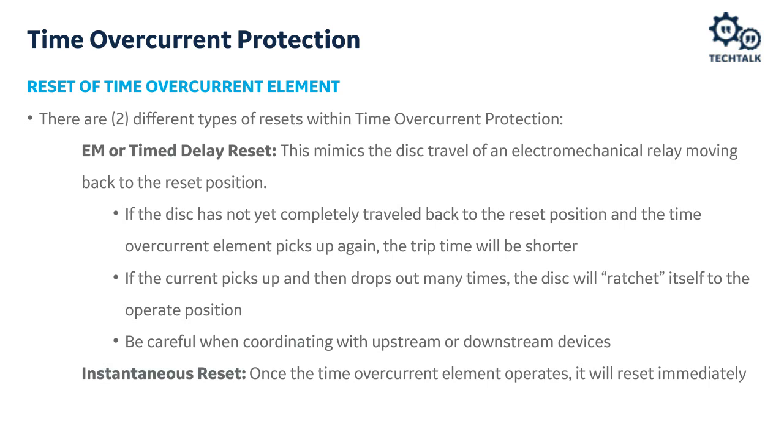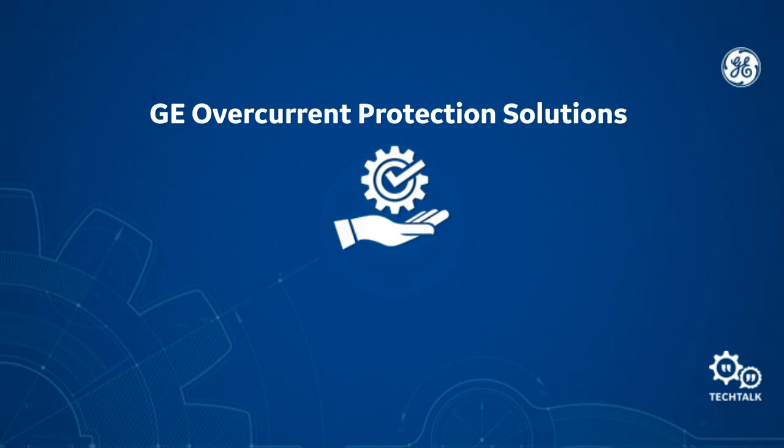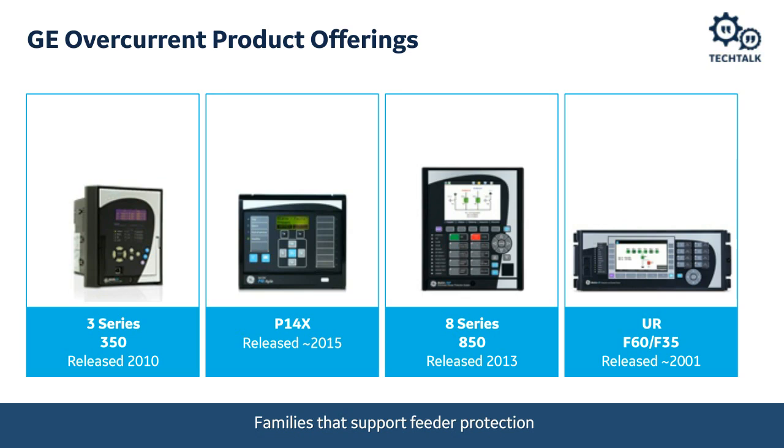Okay, so let's talk about some GE solutions for overcurrent protection. The four main solutions that I should talk about today are the 3 series, the P14 series, the 8 series, and the UR. As I move from left to right, from the 3 series to the UR, I'm moving up in functionality.